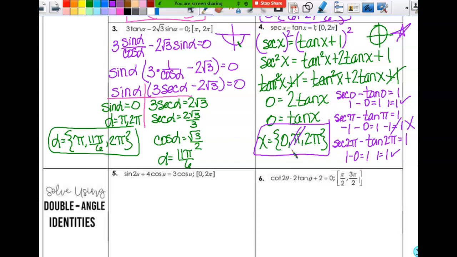We good? Okay, so do you have to check your answers on all of them? No, only when you start by squaring both sides, right? I mean, you can check them on all of them, but you don't need to.